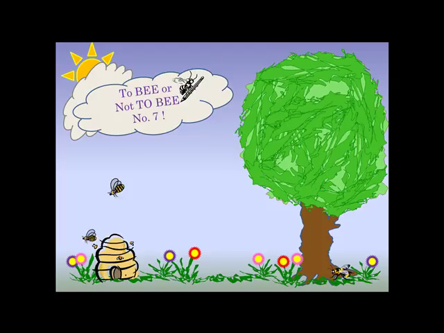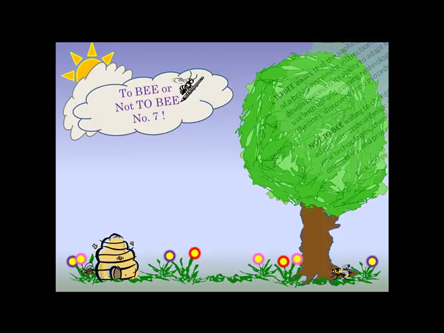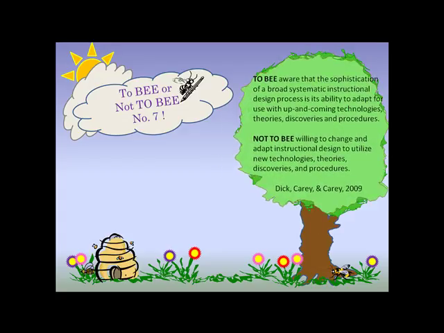To be or not to be. Number 7. To be aware that the sophistication of a broad, systematic instructional design process is its ability to adapt for use with up-and-coming technologies, theories, discoveries, and procedures. Not to be willing to change and adapt instructional design to utilize new technologies, theories, discoveries, and procedures is not a good thing.